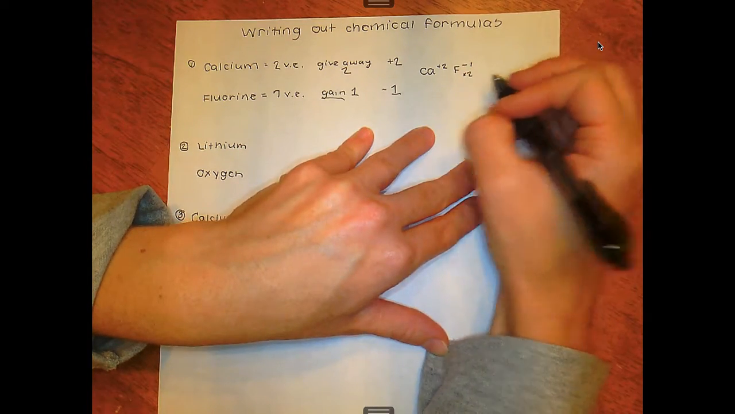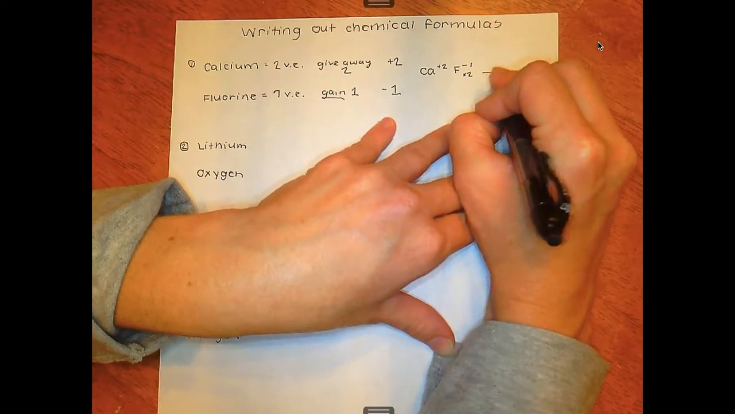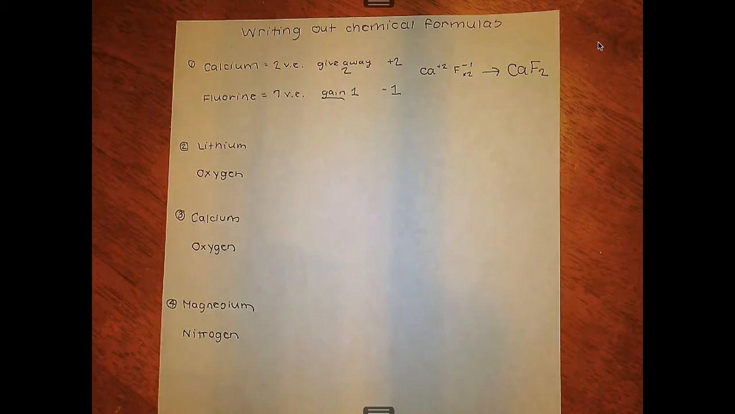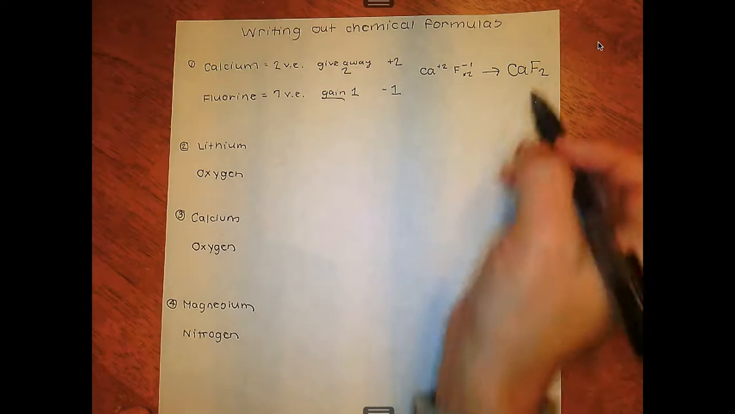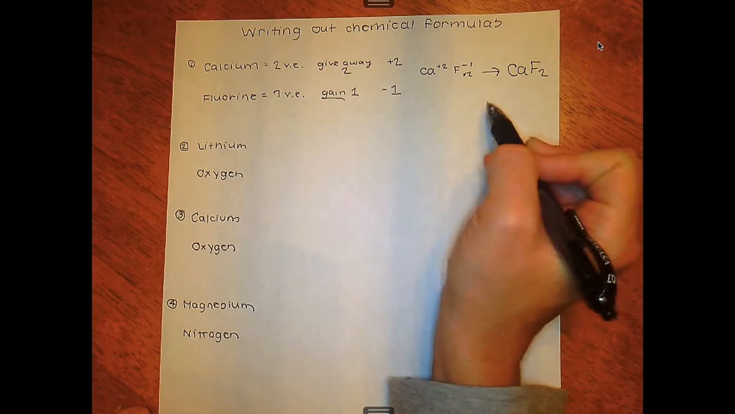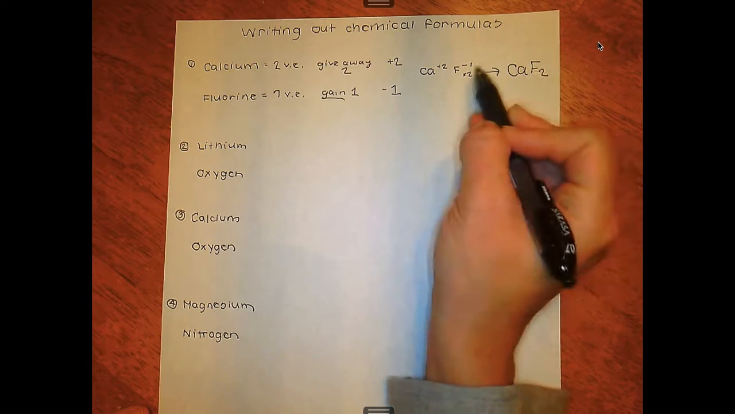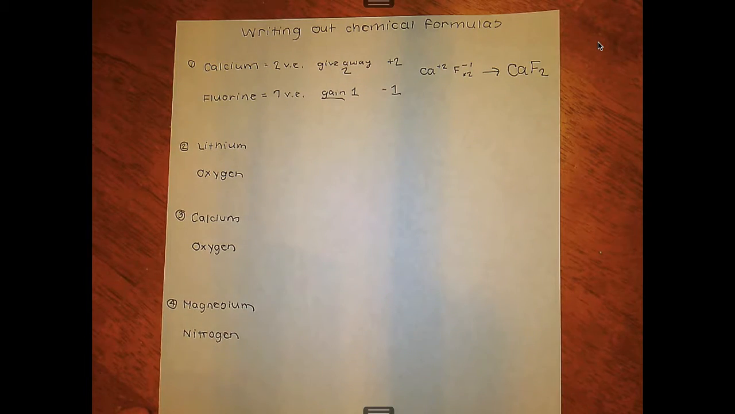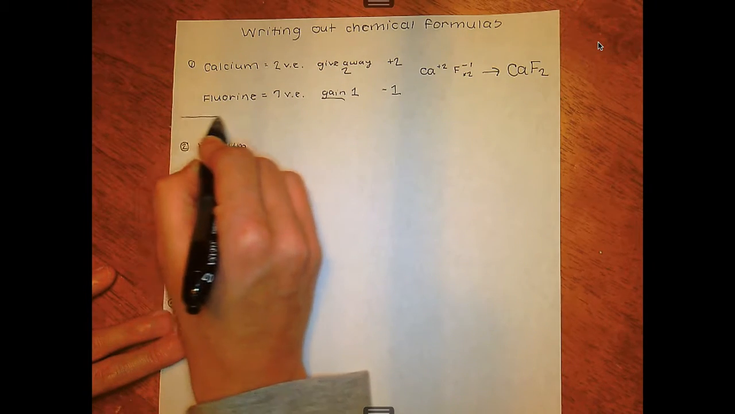Whatever number you multiply by, that is going to become your subscript. So the final chemical formula would be CaF2. That 1 calcium has a plus 2 charge, and I need 2 fluorines because each one is a negative 1, and I need 2 of those to cancel out the plus 2. Let's look at another example, and please excuse my dog in the background barking. It is a beautiful evening, and he needs to be outside.